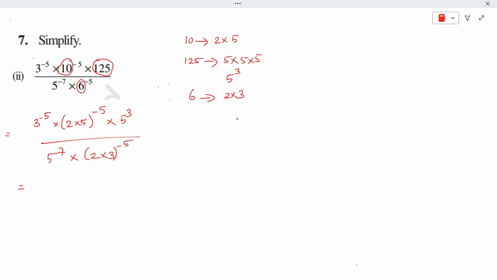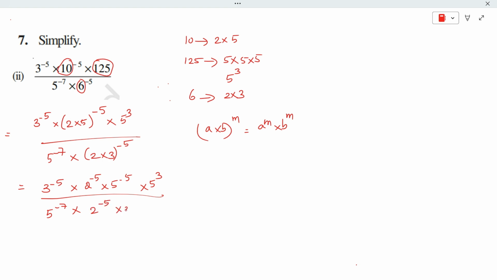Okay, so now use the laws of exponent. When there is a product of bases with the same power, you can split the bases with that power, isn't it? So this can be expressed as, split the powers for the base. So 2 power minus 5 into 5 power minus 5 into 5 cube. So this will be the numerator and the denominator will be like this. So cancel the 2 power minus 5 and 2 power minus 5, 3 power minus 5 and 3 power minus 5.